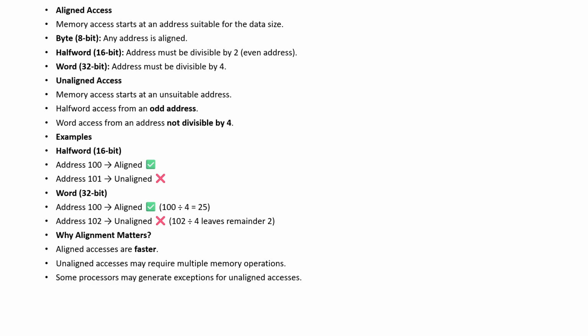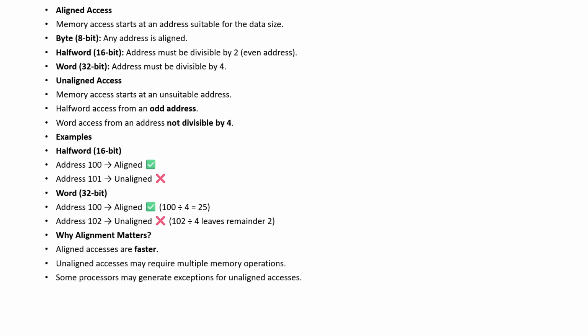Now we'll learn about unaligned access. Memory access starts at an unsuitable address, like an odd address here. For example, half word access from an odd address, or word access from an address not divisible by 4. Unaligned basically means a half word, 16 bits, has an odd address, or a word has an address which is not divisible by 4.